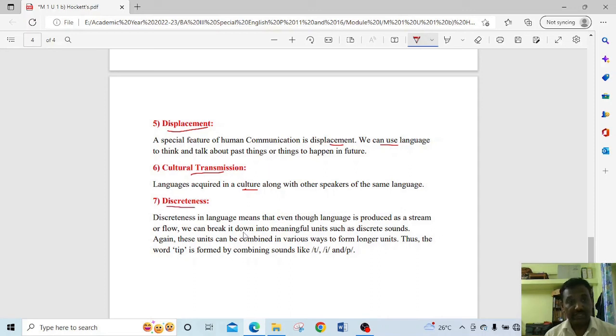The seventh is discreteness. Discrete means that even though language is continuously produced in sentences and paragraphs, like I'm talking now, it is a feature of language that we can separate discrete sounds out of that continuous flow. So when I use the word tip, you can separate the t, e and p sounds. This is a feature of the human communication system, that is language, that there is discreteness in it.